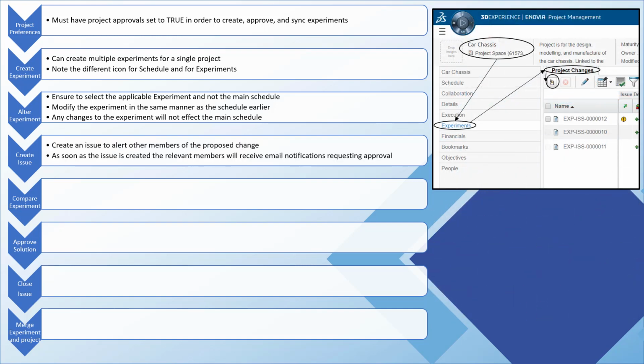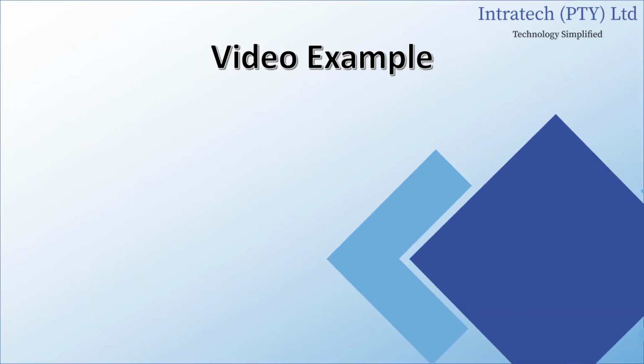Experiments will be used when problems have been identified within the project. These need to be properly tracked, and so the Issues function is used to seek approval for the changes and to notify important people of the change. The first step is creating the issue. We will now go over to 3D Experience and demonstrate these first steps.